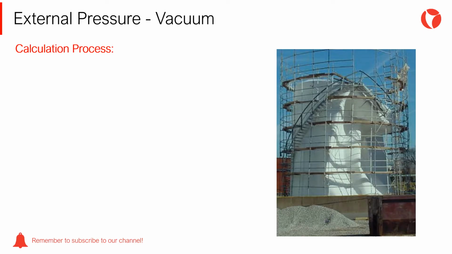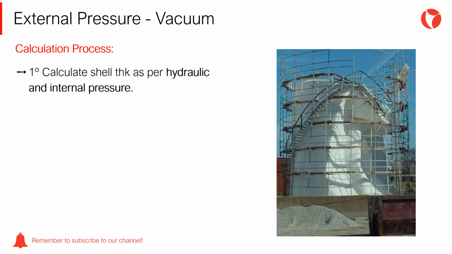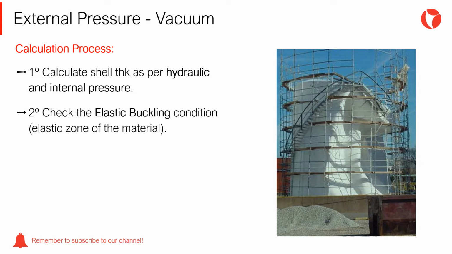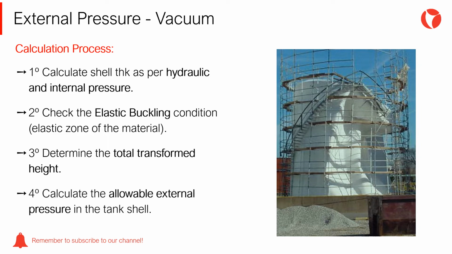The calculation process to determine if the tank shell is capable of withstanding the effects of the external pressure is the following. First, calculate the shell thickness as per hydraulic and internal pressure. Second, check the elastic buckling condition, elastic zone of the material. Third, find the total transformed height. And fourth, calculate the allowable external pressure in the tank shell.